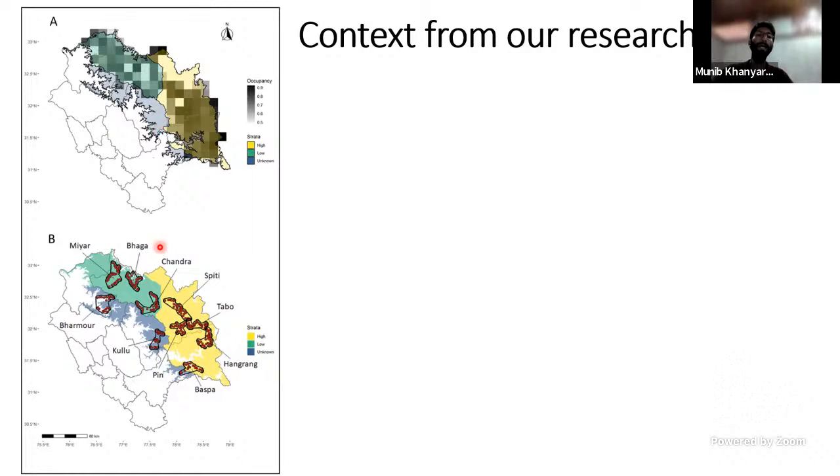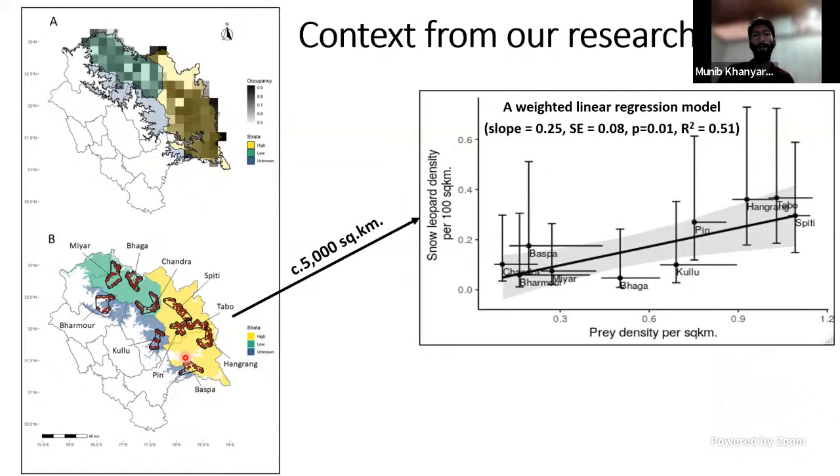And then we went ahead and studied these areas more in depth to understand how snow leopards and their prey are doing in these landscapes. So we representatively sampled these areas. We had 3 areas where we camera trapped and did some ungulate surveys in the low areas, 4 sites in the high areas, and a few sites in the unknown areas. And this was done on ground, covering roughly 5,000 square kilometers.